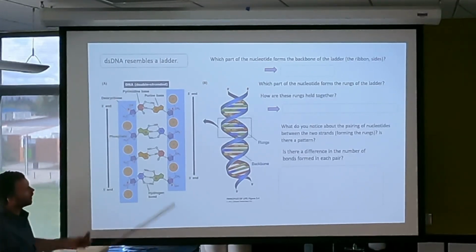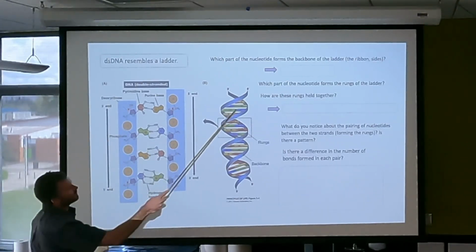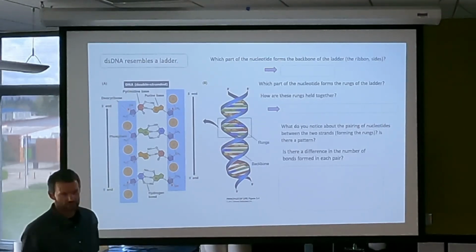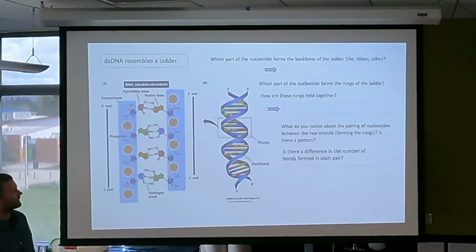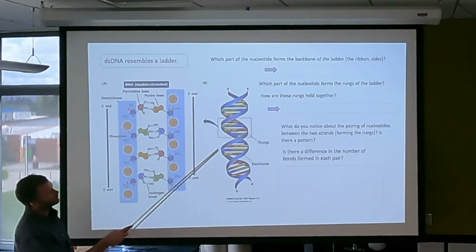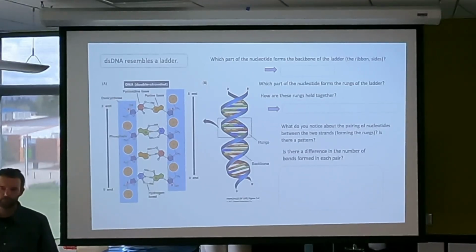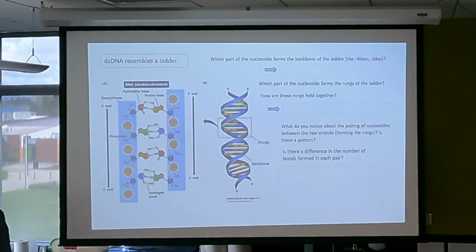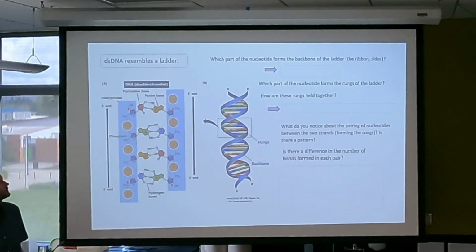So my question to you is, what part of a nucleotide forms the sides of the ladder, and which part forms the rungs? We already talked about the rungs. Those are the nitrogenous bases. But take a moment, look at this, and maybe ask your neighbor about it. What parts of a nucleotide form the ribbons of the ladder? Sugar. Phosphate. Sugar and phosphate. These are the rungs right there, and then on the outside is the phosphate and the sugar.